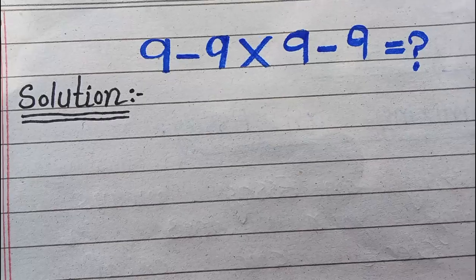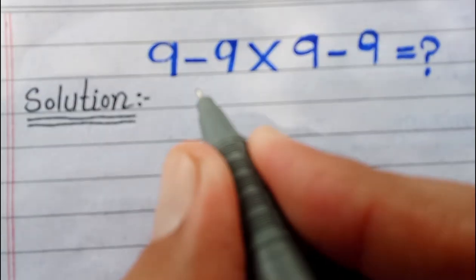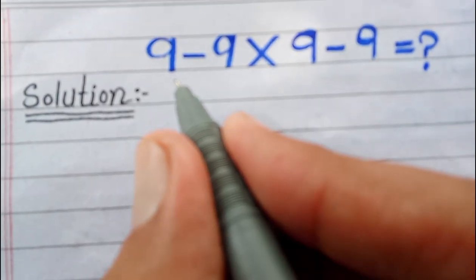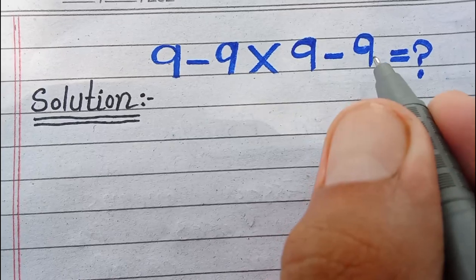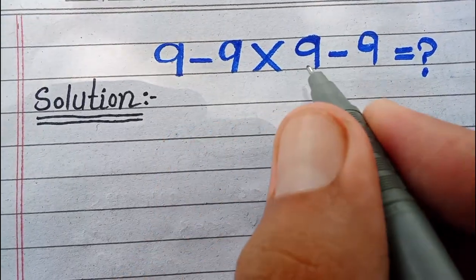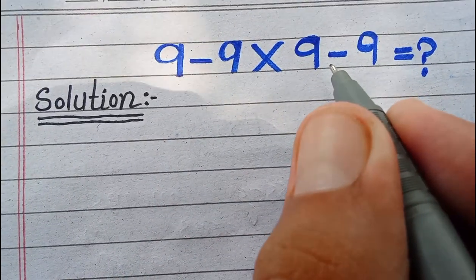In this video we can find the value of this expression, which is 9 minus 9 times 9 minus 9. So how can we find the value of this expression?